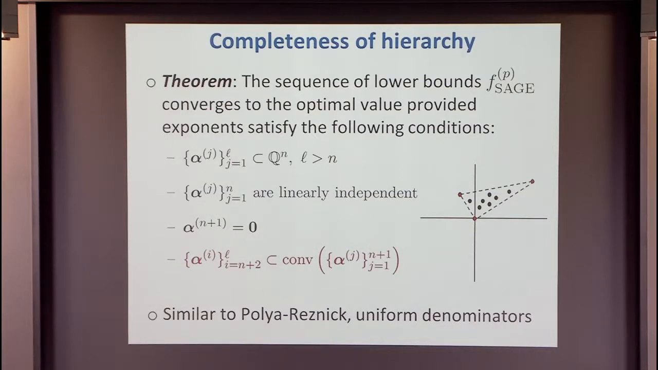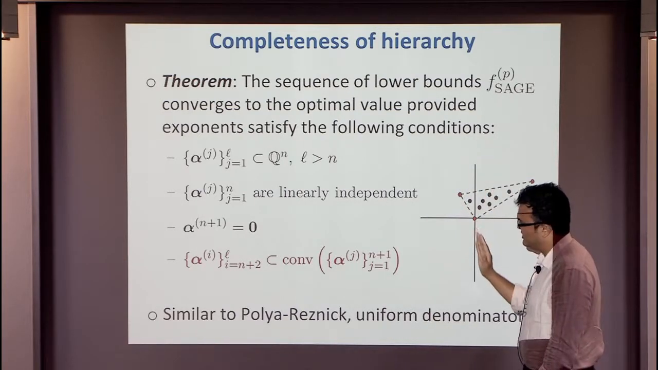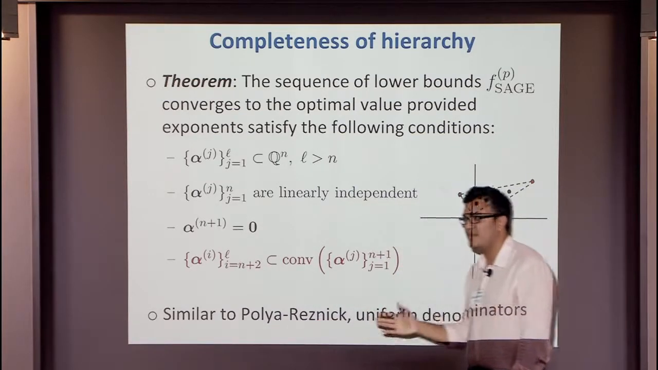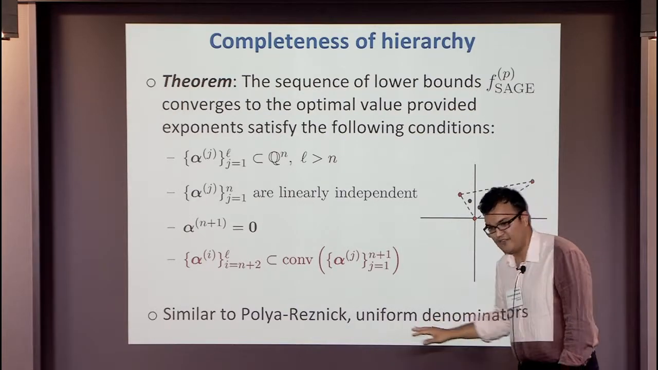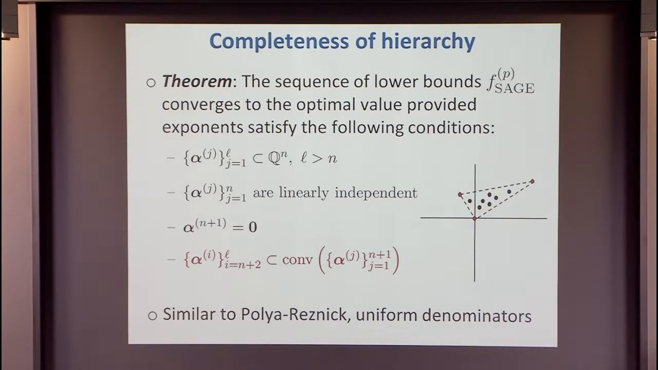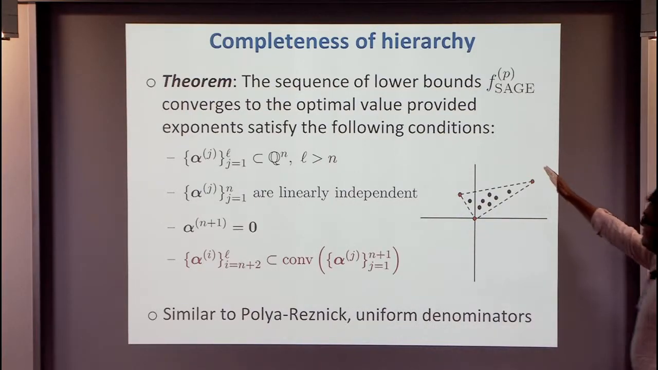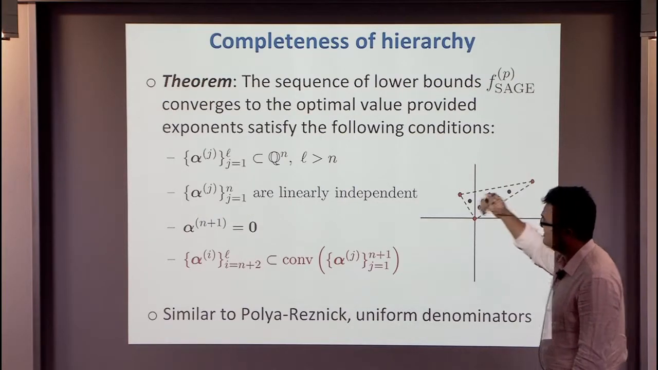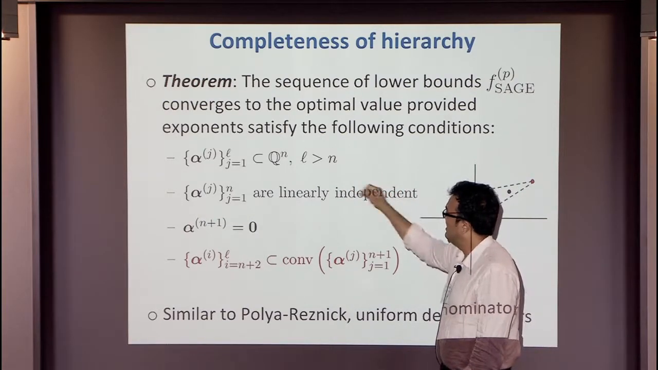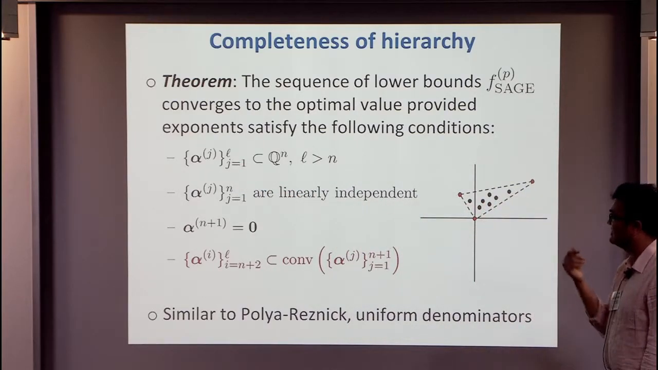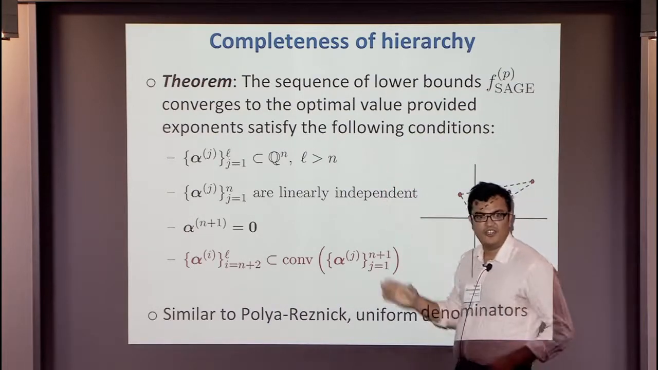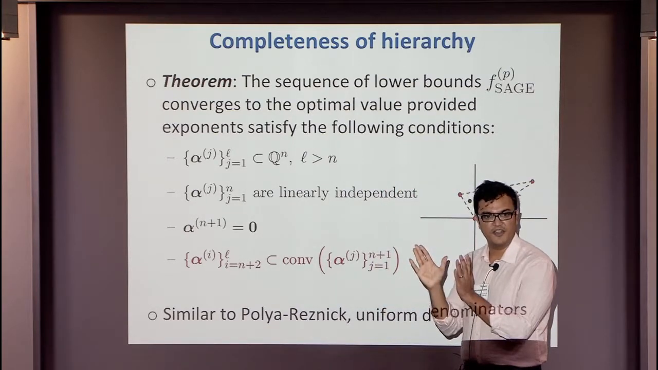And we have the following completeness result. The one thing I'll mention before I actually describe the result is that this should be reminiscent, if you look at the polynomial world, of a Pólya or Reznick type result, where you have uniform denominators and so forth. But the theorem is as follows. The sequence of lower bounds converges to the optimal value, provided these conditions are satisfied by the exponents. They're rational. The number of exponents is bigger than the dimension of the problem, the dimension of the variable x. This is not a very stringent condition. If this is not satisfied, you can always reduce the dimension of your problem.